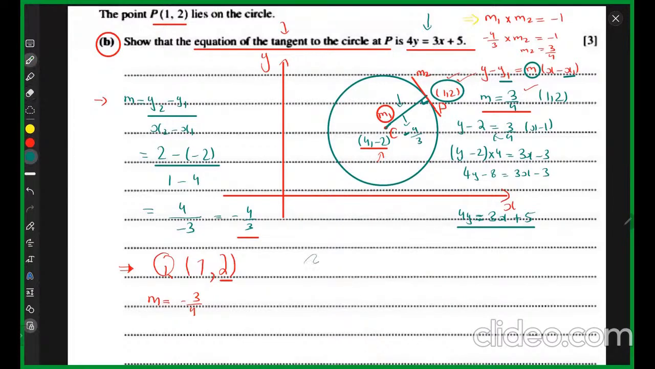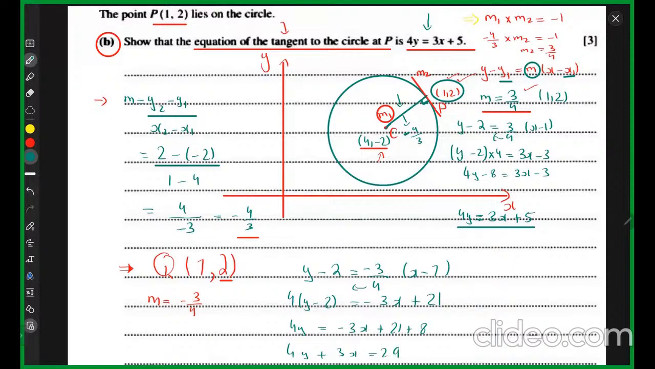And I'm just supposed to simplify it. So this would give me y minus 2 equals m x minus 7. And this is going to give me, I'll directly take this 4 on the other side. So 4y minus 2 equals minus 3x plus 21. 4y equals minus 3x plus 21 plus 8. And this is going to give you 4y plus 3x equals 29. Okay, 29.